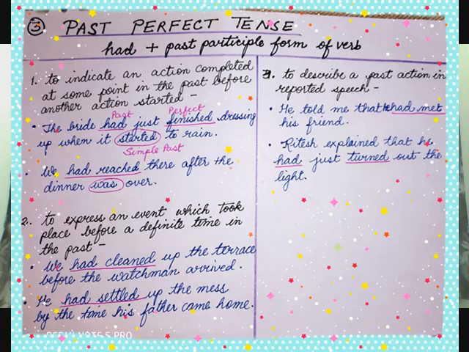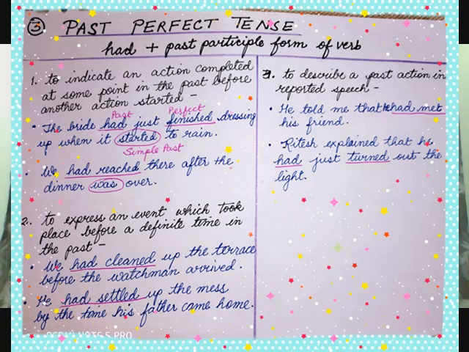And when it started to rain, it's showing you another action when the bride had just finished dressing up. And the second action, in most sentences you will see we use simple past form of verb. The second example, we had reached there after the dinner was over. Had reached is according to your formula had plus reach plus ed, and was is your simple past tense.